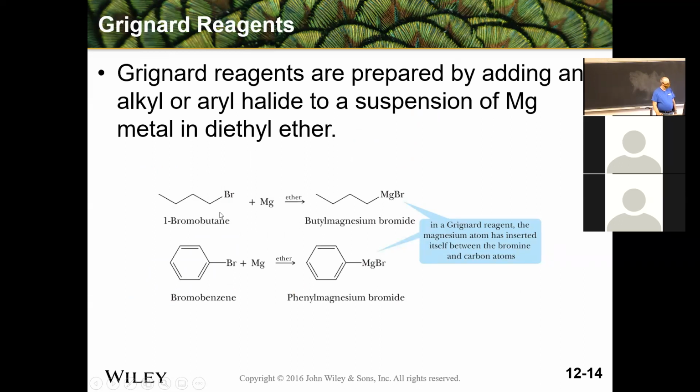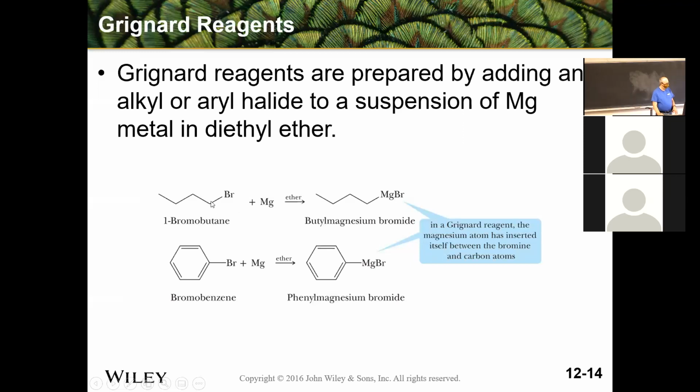If you take an alkyl or aryl halide and react it with magnesium metal, it turns out the solvent is important. Ether is the most commonly used solvent. The other one is THF, which is another type of ether. Magnesium inserts itself between the carbon and the halogen. This completely reverses the polarity of the carbon.